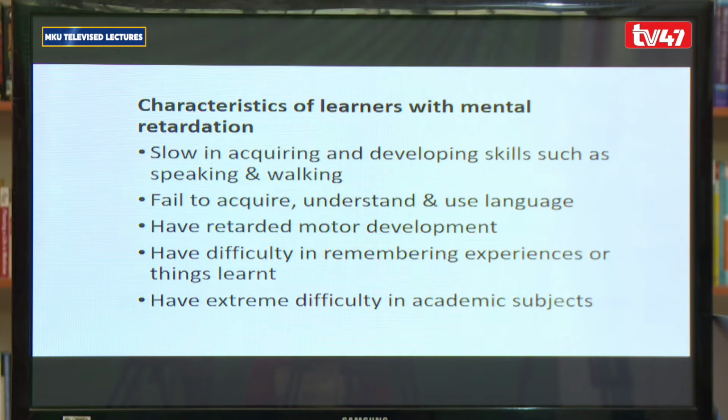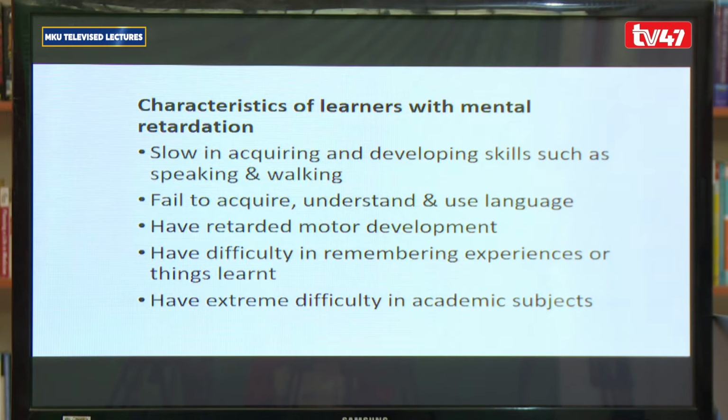Now, characteristics of learners with mental retardation. As we said earlier, they'll be slow in acquiring and developing skills. Skills such as speaking, even walking. They'll be delayed. They fail to acquire or understand and even use language. Sometimes they may not even get that language, they may not be able to use it, but some do, after a long period, and they may not actually be able to communicate so much. They have retarded motor development. Whatever they do with their hands, their legs is also retarded, not developed fully.